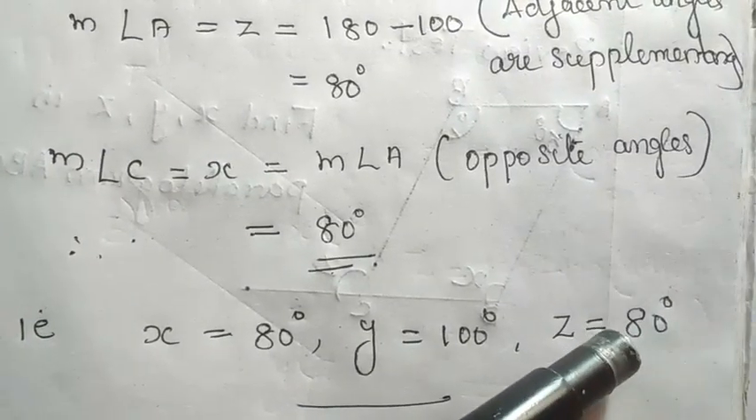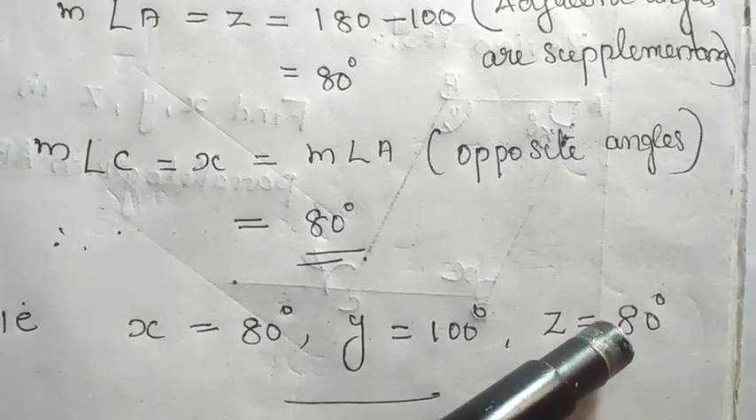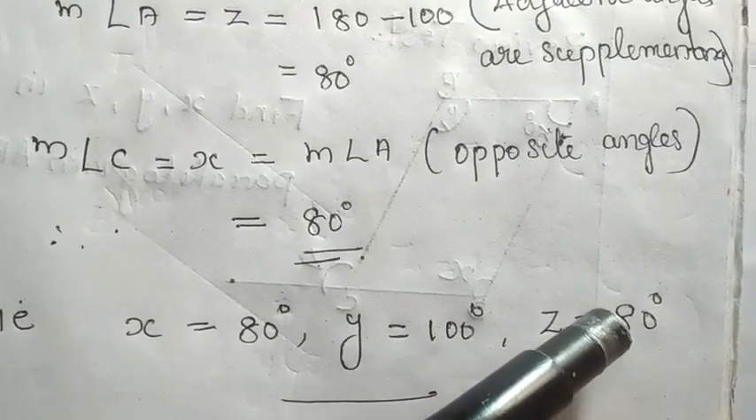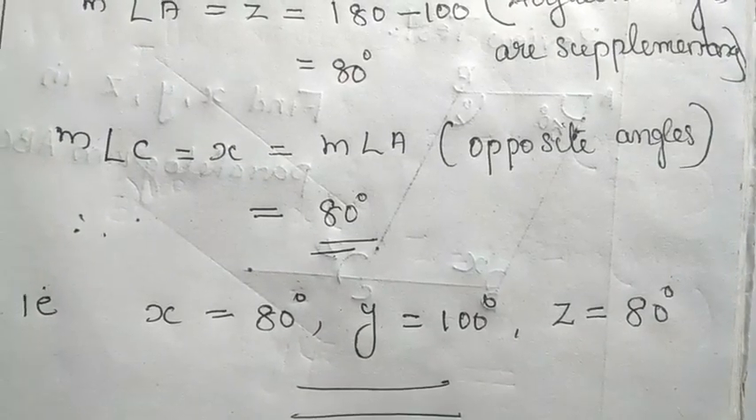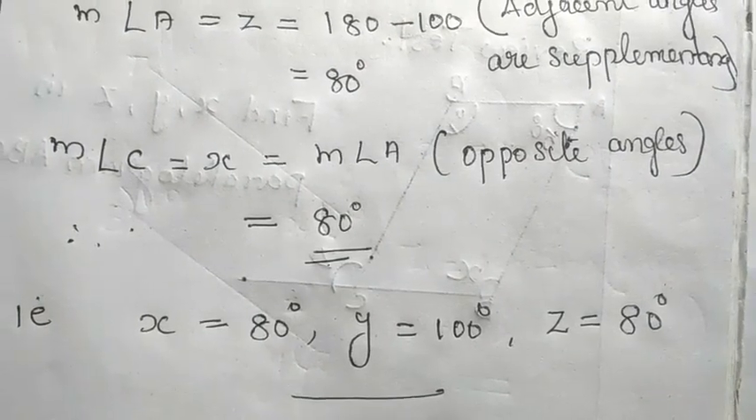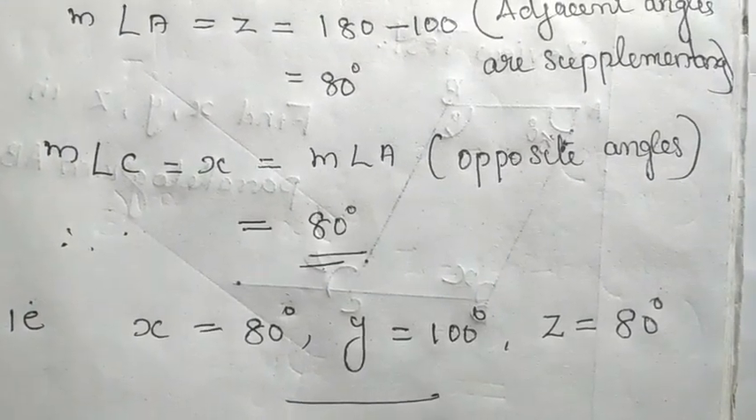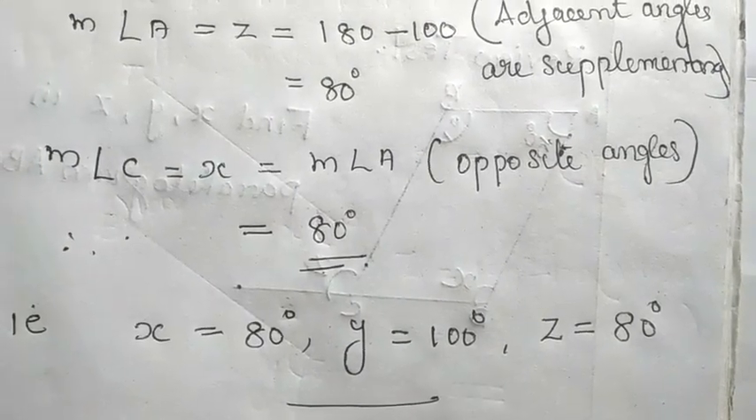So, very important, the properties of parallelogram. Three properties we studied now. First one, opposite sides of a parallelogram are equal. Second one, the opposite angles of a parallelogram are equal. Third property, the adjacent angles in a parallelogram are supplementary. That means their sum is 180 degree.